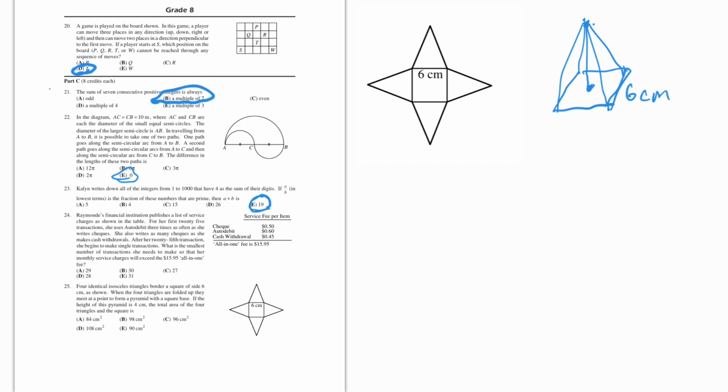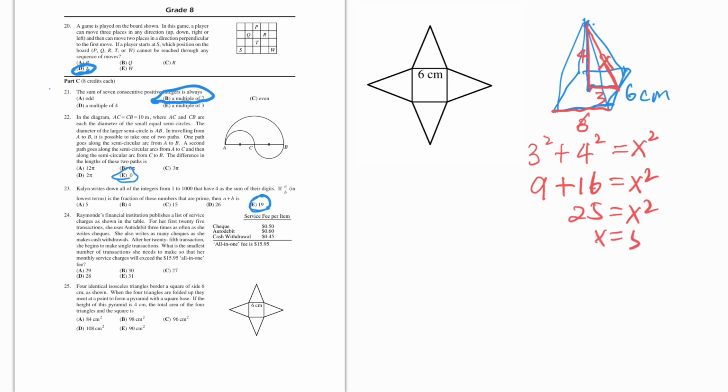From here we draw a line parallel to the front side. Now this height is 4. The side length of the square is 6. Half of this, from the center to the side, is 3. The height of the triangle here is x. Use the Pythagorean theorem: 3 squared plus 4 squared equals x squared. If you know the Pythagorean triple, definitely x is 5. If you are not familiar, just do the math. 9 plus 16 equals x squared. That's 25 equals x squared. x equals 5.